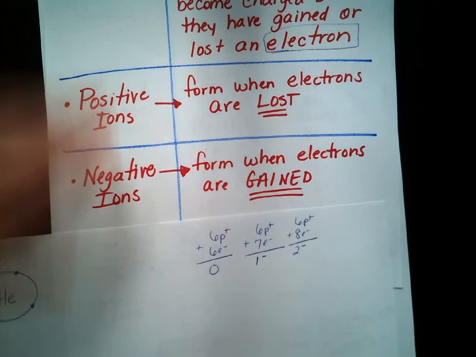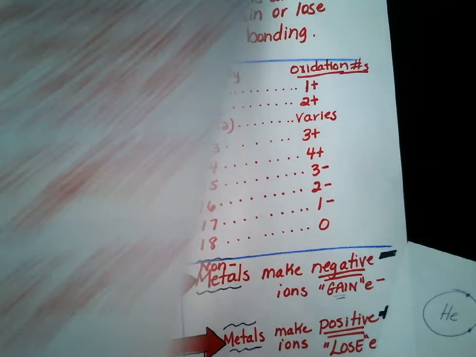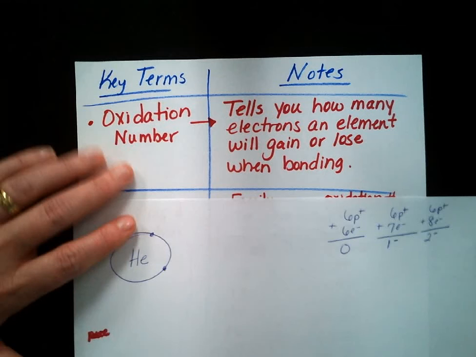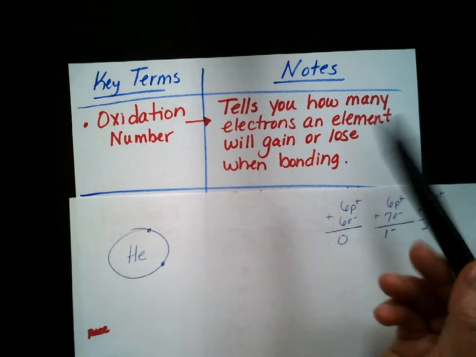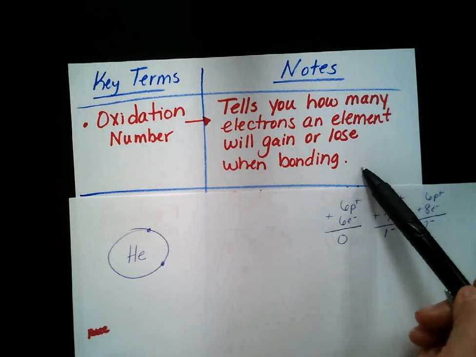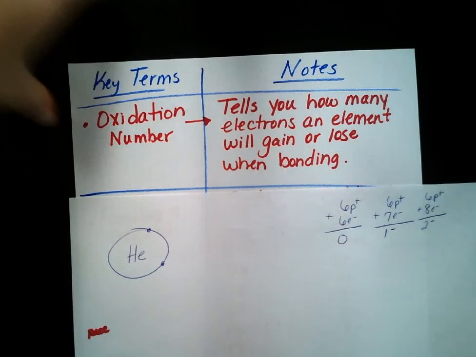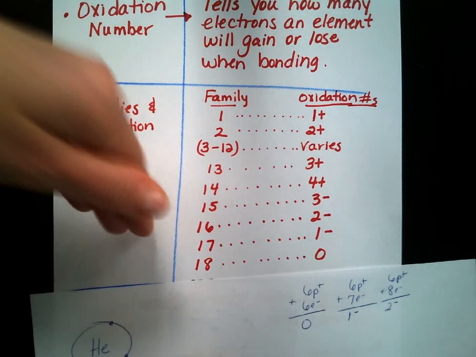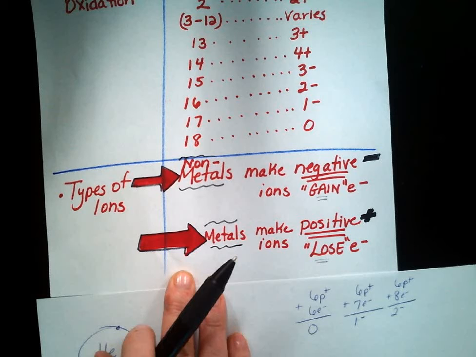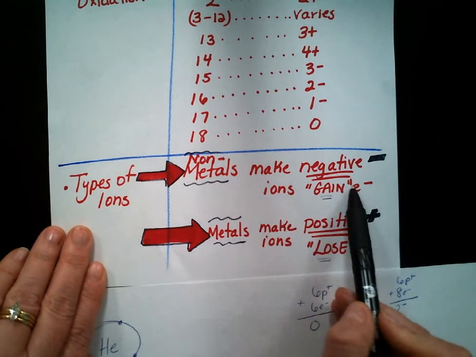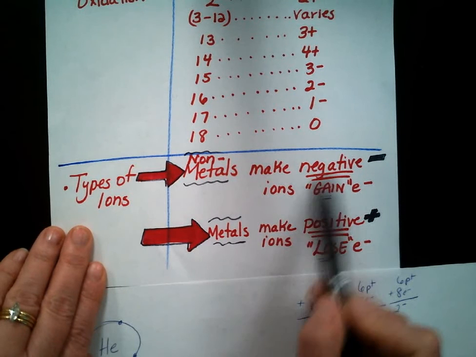Then we talked in class about what the oxidation number is, and an oxidation number is going to tell you how many electrons an element will gain or lose when they're bonding. We're going to put these on the periodic table of elements. I listed them here, so you can pause and write them down if you want to. But we are going to put those on the periodic table in just a second. And then the types of ions, this is kind of important. Non-metals are always going to make negative ions because they're going to gain electrons. Metals are always going to make positive ions because they're going to lose electrons.